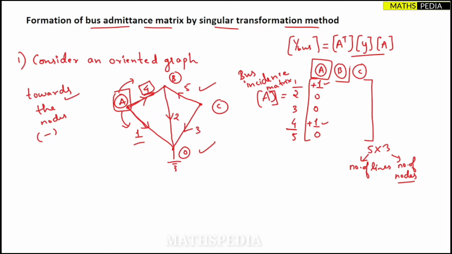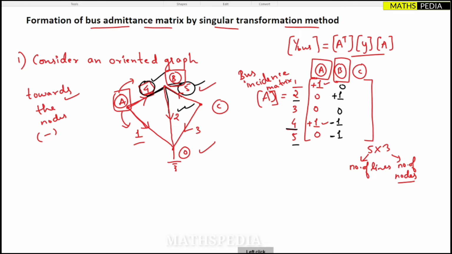Next, B node we will take. At B node, if you see, we have 3 lines: 4, 5 and 2. So for 4, 5 and 2 I put 1, rest all 0. Now we have to see the direction. With respect to B node, 4 is coming towards the B node, so for that we put minus. 5 is also coming towards B node, again minus. The second line is going away from the B node, that will be plus.